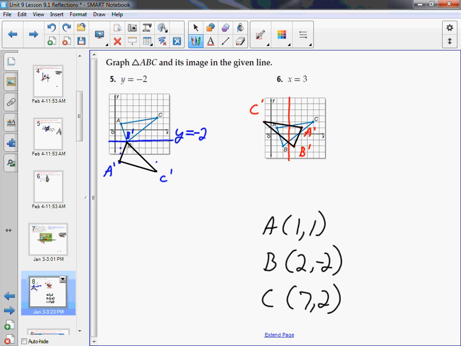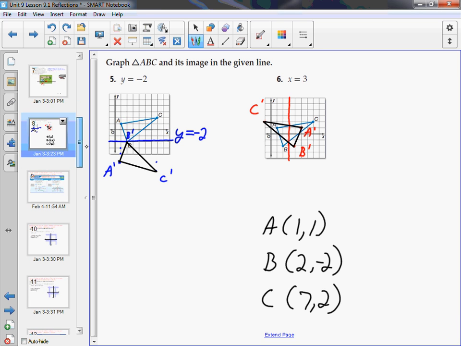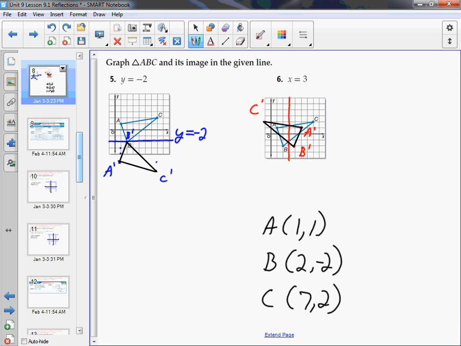Notice in this case, the line of reflection is right in the middle, part of the original figure on the right, part of the original figure on the left. Part of the reflected figure on the right, part of the reflected figure on the left. Any questions? Okay. So on a coordinate plane, we can count spaces.